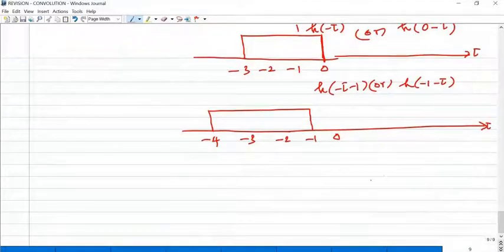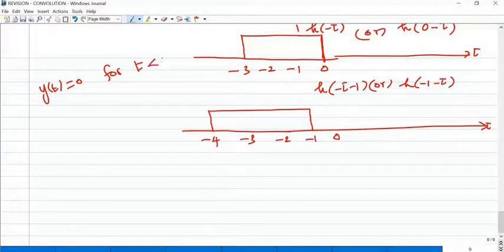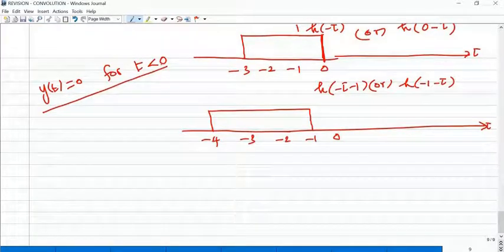So from this you can conclude y of t equal to 0 for t less than 0, not less than or equal to, because at exactly t equal to 0 the signal is ending and the other signal is starting. So you have to mention when t is less than 0, when you shift the signal left side, there is no overlap. So y of t equal to 0, right?